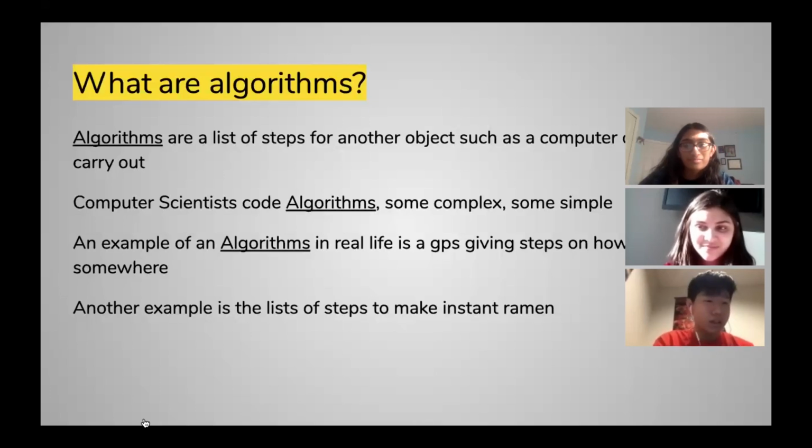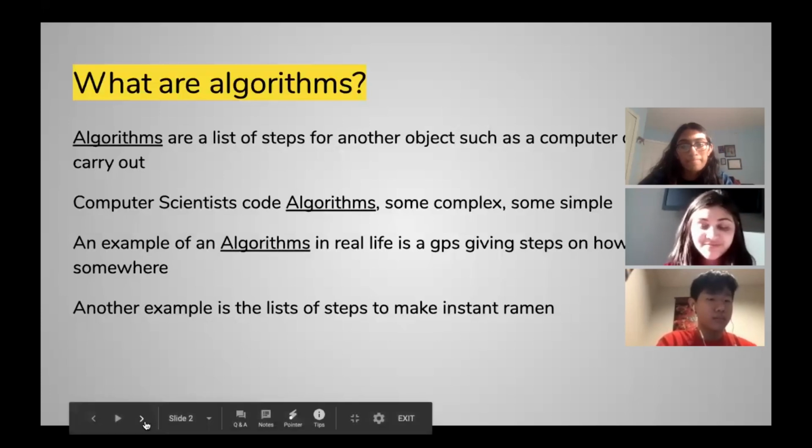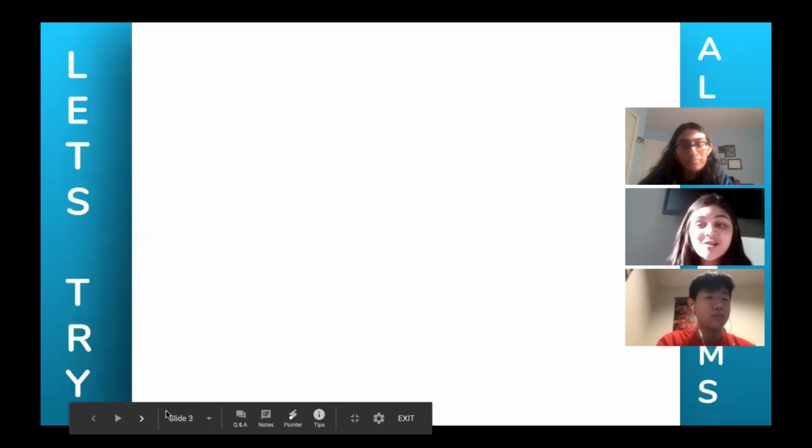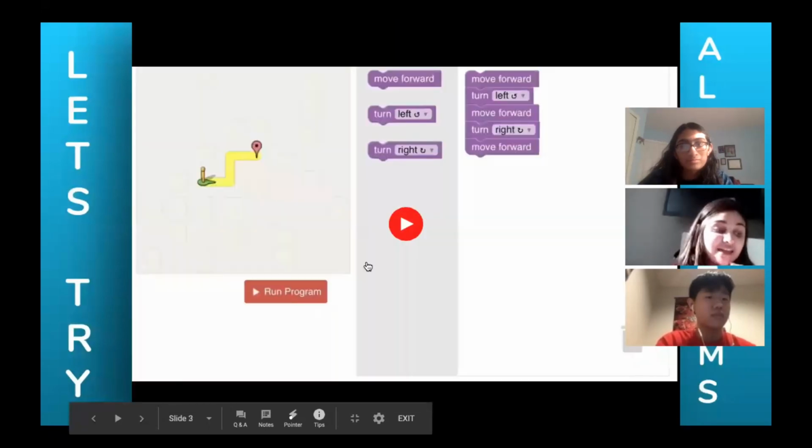So notice how the package is being really specific on what to do. Instead of saying boil the water and then boil the noodles, it says set the stove to high heat first, so you just know what to do and it's easier to follow. The whole point of algorithms is to be as specific as possible.